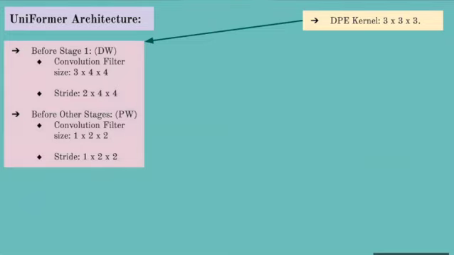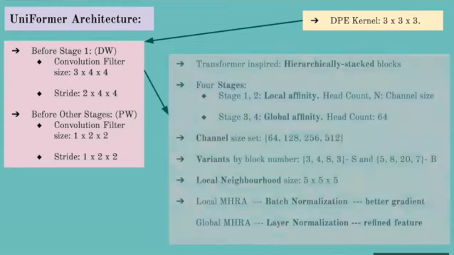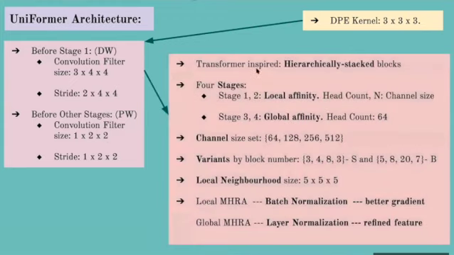I'll accelerate my speed because I guess I'm very slow. So here the convolution filters are this before it is fed into stage 1. This is very important. This is just for the depth-wise convolution. Then for other stages, it does point-wise convolution through 1 by 2 by 2 convolution filters. And since here it's much deeper, it's depth-wise convolution. Now, the next is, this is a transformer-inspired model. It is very hierarchically stacked. There are 4 stages.